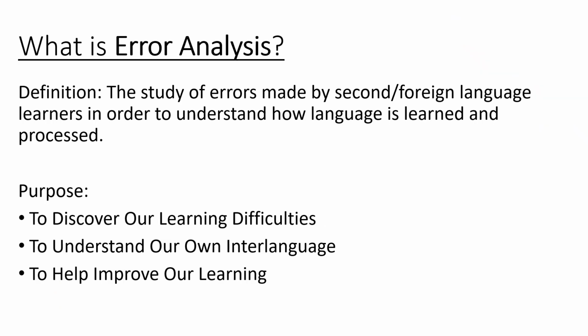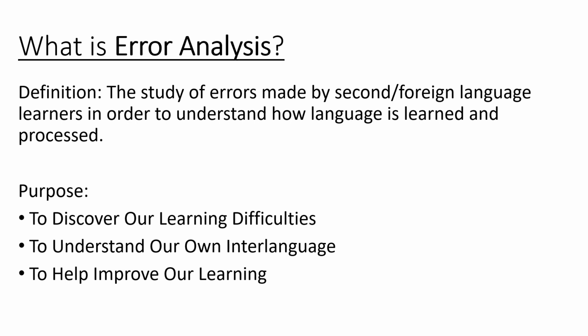Okay, so next is what is error analysis? Error analysis is the study of errors made by second or foreign language learners in order to understand how language is learned and processed. Now, error analysis is the study of the errors that we make when learning a new language. So instead of seeing errors as failures, EA treats them as important clues about how we are learning and how our brains are processing. So when we make mistakes, they show us how far we've come and what we still need to work on.